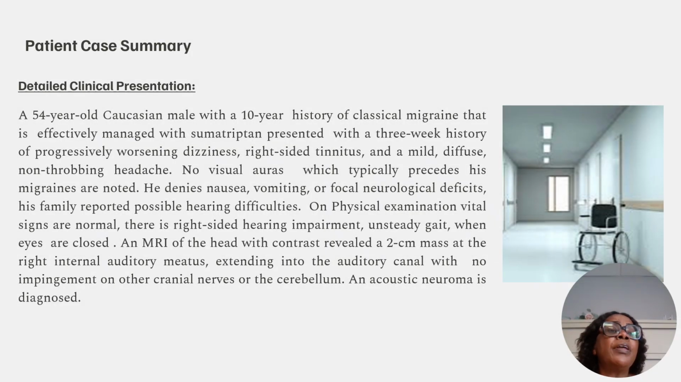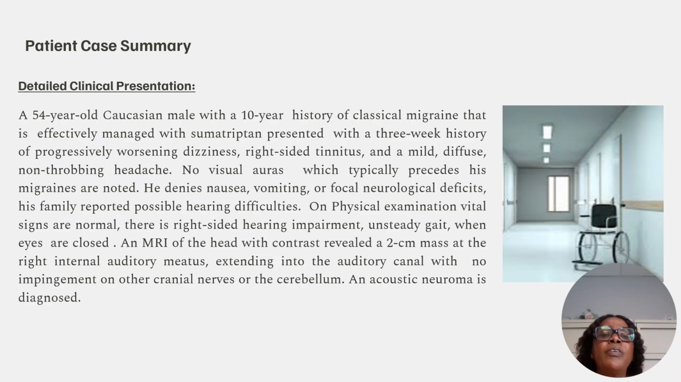Patient case summary, detailed clinical presentation. A 54-year-old Caucasian male with a 10-year history of classical migraine that is effectively managed with sumatriptan presented with a 3-week history of progressively worsening dizziness, right-sided tinnitus, and a mild diffuse non-throbbing headache.